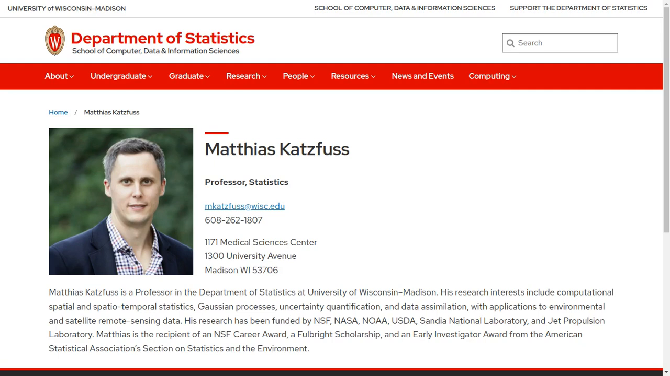Professor Katzfus starts by reminding us that climate models, unlike weather forecasts, don't try to predict a single outcome. They aim to simulate the entire distribution of possible climate states. This is a computationally demanding task, and traditional methods often struggle to capture the complexity and nonlinearity of climate data. So the challenge is representing the full range of potential climate scenarios, not just a single best guess. And traditional statistical methods, which often rely on assumptions of normal distributions, aren't always up to the task.